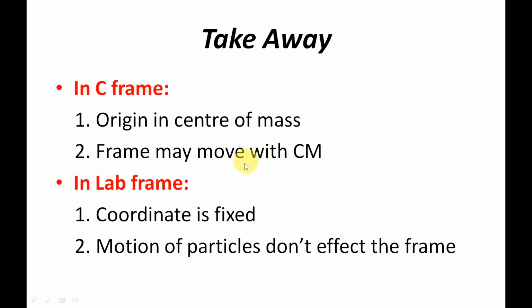In the lab frame, what does it conclude? The coordinate is fixed. I already explained that the motion of the particle does not affect the frame. Whether the two particles are colliding or moving away from each other, the lab frame observer is always a stationary person, observing from a stationary point. She will be standing in a particular point during the whole event. But in the center of mass frame, that was not the case. As the center of mass shifts with the position of the two particles, the center of mass frame is also going to move with the center of mass.